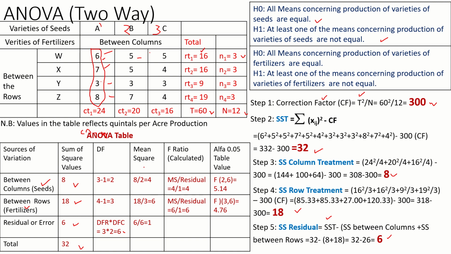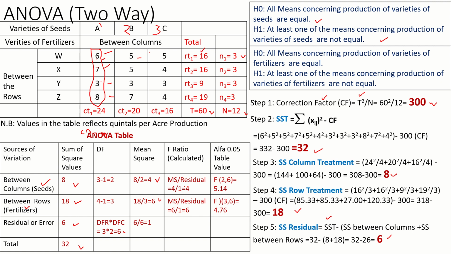What is the mean square? Mean square is the sum of squares divided by the degree of freedom. The sum of squares between the columns is 8, divided by its degree of freedom, and we get 4. Similarly, for rows we have 18 divided by 3, which gives 6. Then the residual is 6 divided by 6, which gives 1.